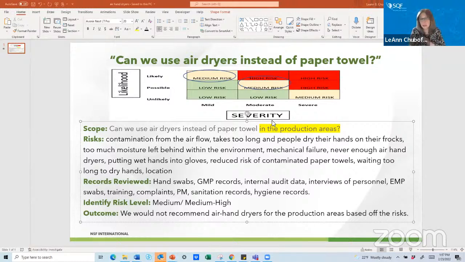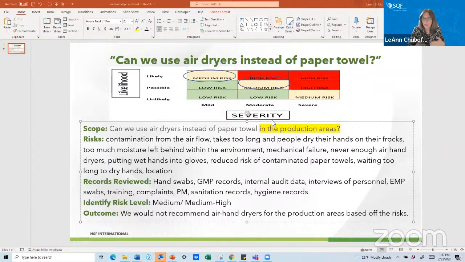But there was a couple ones that said, hey, there's a reduced risk of contaminated paper towels just floating around the site anyway. So this could be a pro. And then waiting too long to dry your hands, and also location. Location was key when you're really looking at those risks. And those are things that we couldn't just assume.